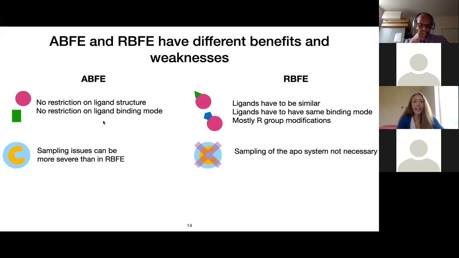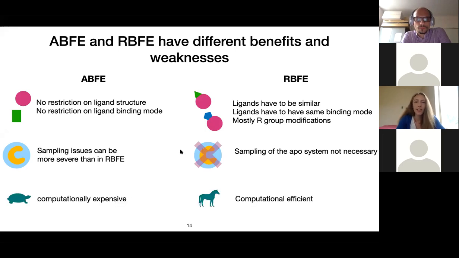On the other hand, a huge challenge of the absolute approach is that we have to sample the unbound state of the protein and slow conformational changes upon ligand binding, while with the relative approach we do not need to sample the apo state of the protein. And so these things lead to the absolute approach being relatively expensive computationally, while the relative approach can be very efficient.